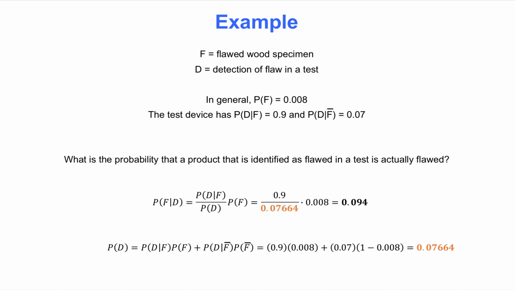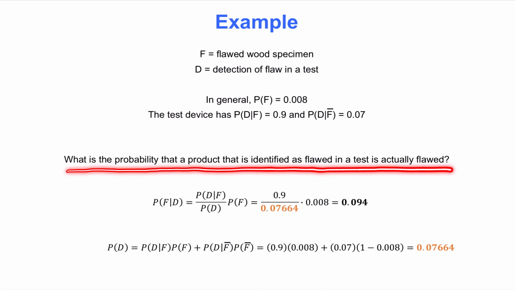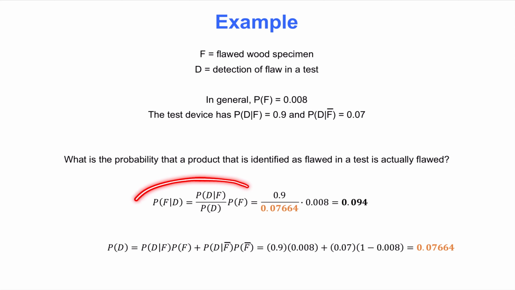What is the probability that a product that is identified as flawed in a test is actually flawed? It turns out that Bayes' rule can address this question. That is because we are working with the probability of a specimen being flawed in a situation where new information is coming to light, in this case a test result.